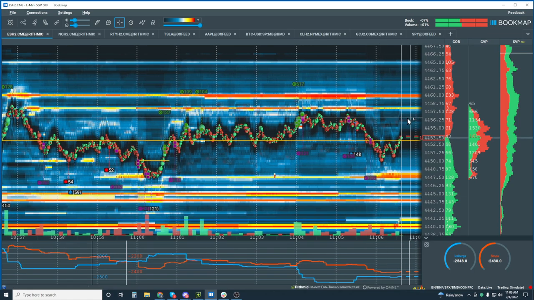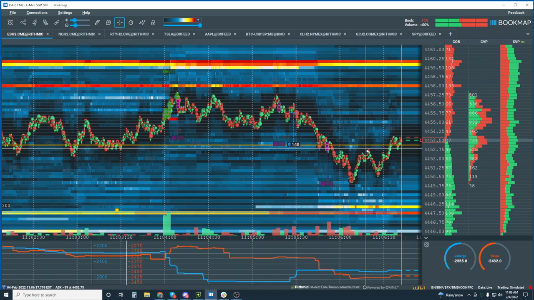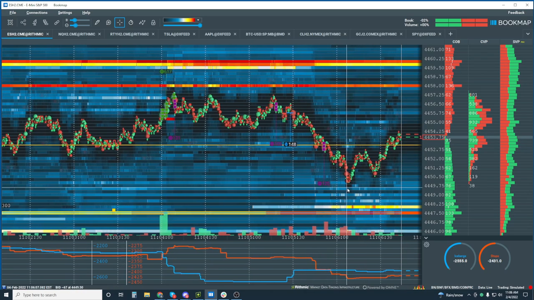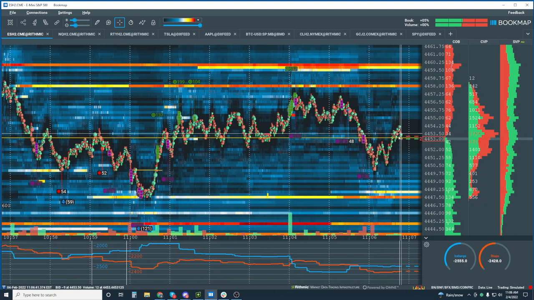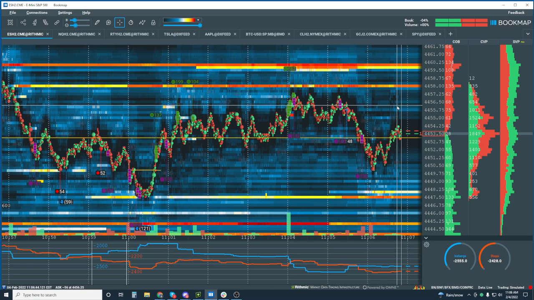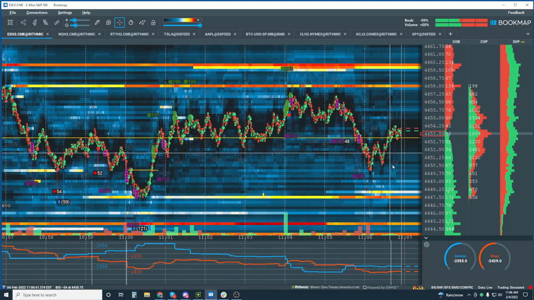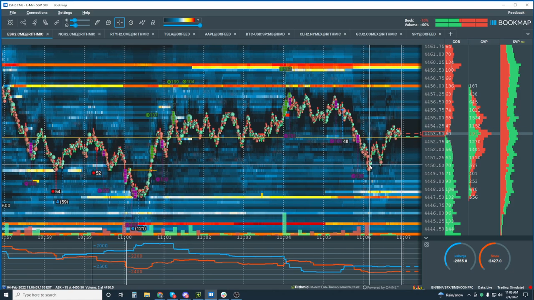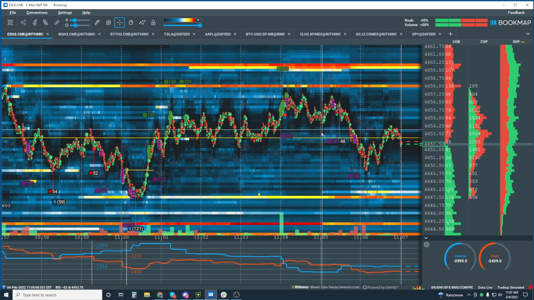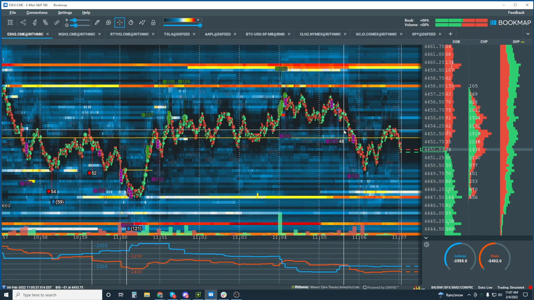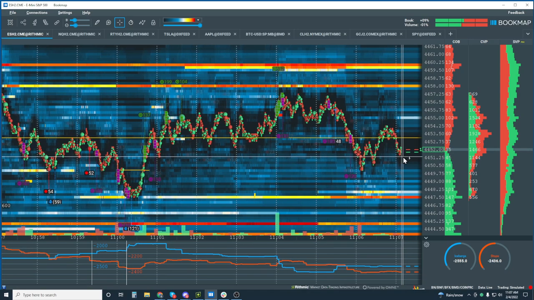But we're looking for who's on the hook, basically, in some of these areas here. That's why we look for the stop run and then the move back up above the stop run, and for buyers to come charging right back in and move back to the other side of the range after the stop run. So this is a false breakdown so far in this little area here. Now, it might turn into a full breakdown. Let's see.